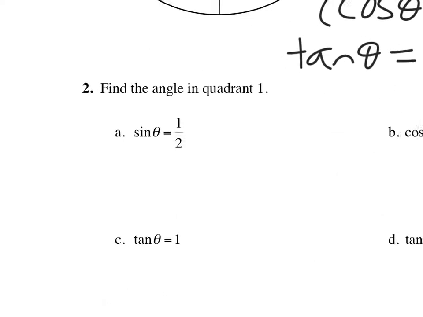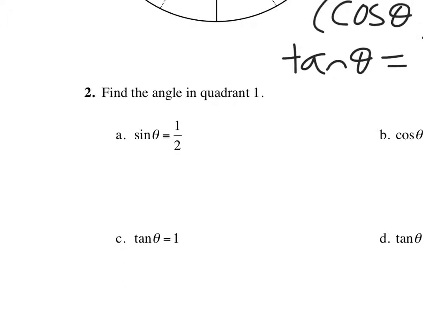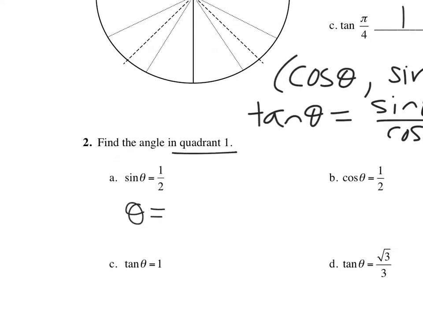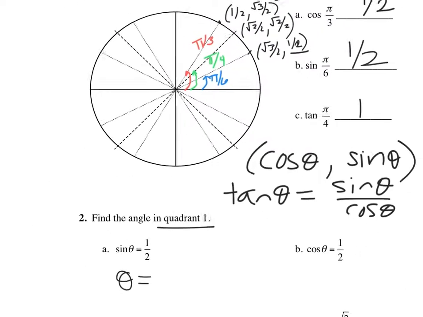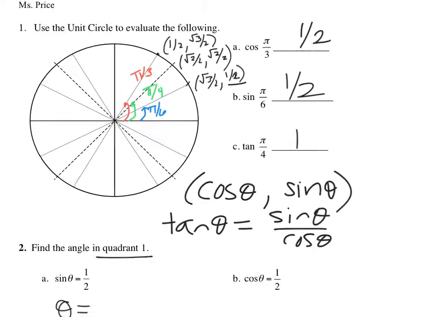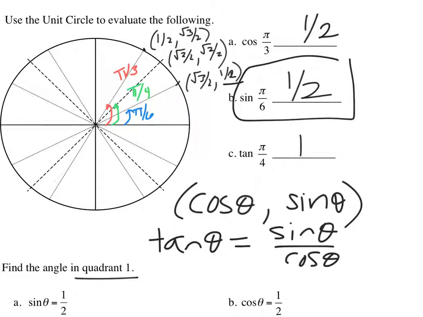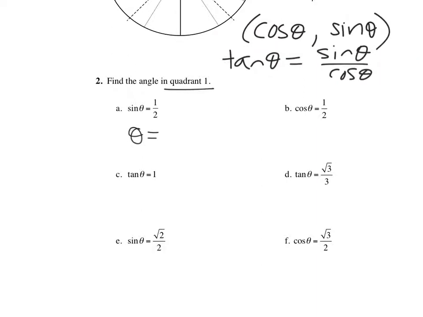So find the angle in quadrant 1 where the sine of theta is equal to 1/2. So I go to quadrant 1, because that's what they told me to do, because this actually has more than one answer, but they told me just to restrict it to quadrant 1. What angle do I have a value of sine of 1/2? Well, it's the opposite of this question right here. This is saying sine of pi over 6 is 1/2. This is saying sine of what angle gives me 1/2. The answer is pi over 6.